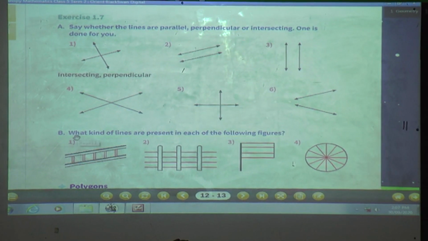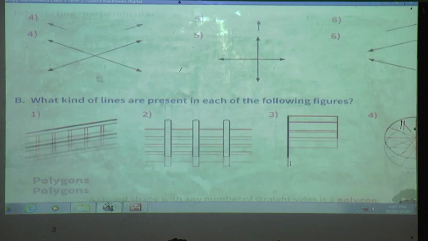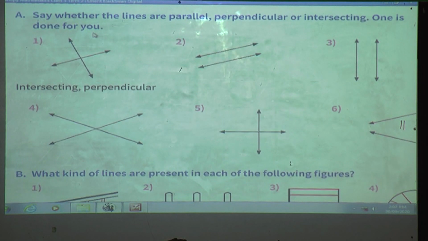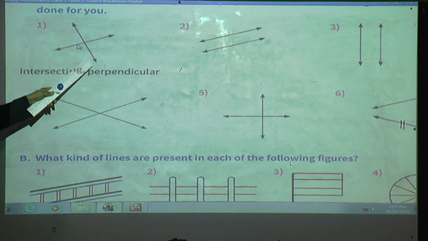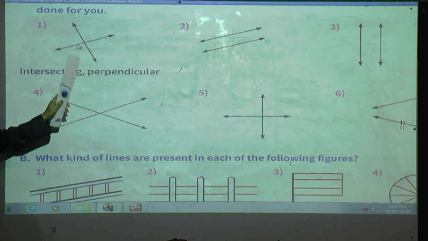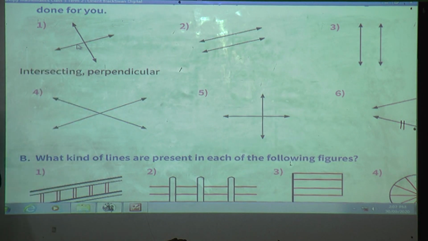1.7a. See, what is the question? Say whether the lines are parallel, perpendicular or intersecting. One is done for you here. See, first one. Here these two lines are intersecting each other, and they are also perpendicular. See, these are intersecting also and perpendicular also.